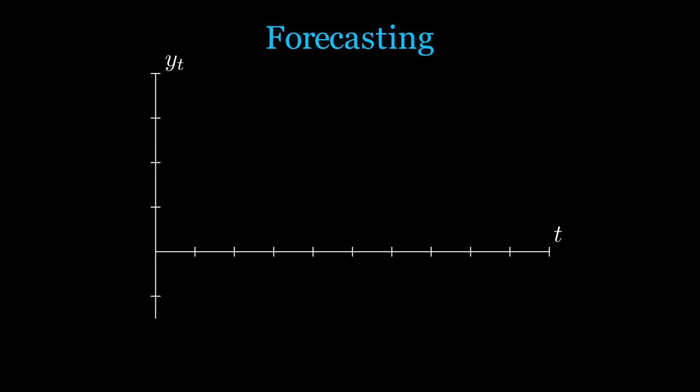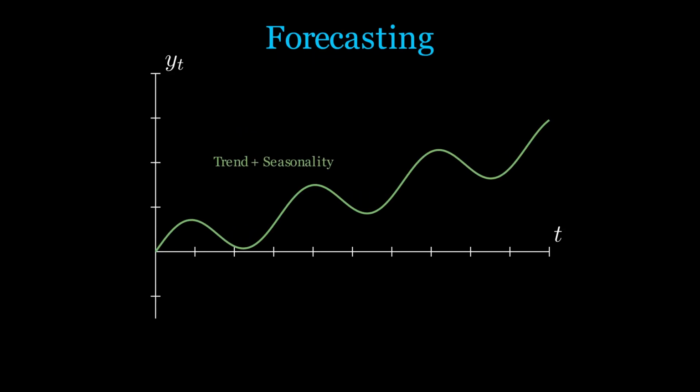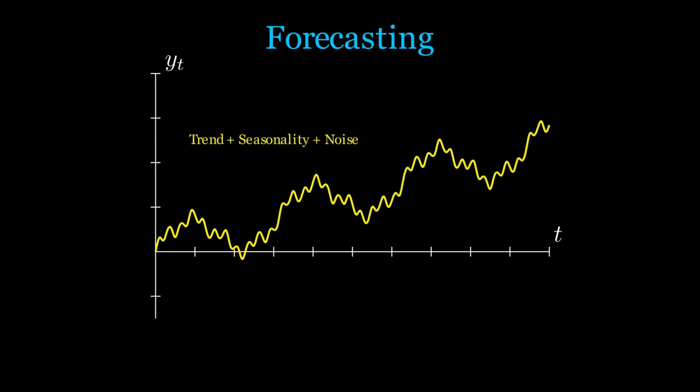Let's visualize this. Here is a plot of our time series. First, we start with the trend. Then we add the seasonality on top of that. And finally, we add the unpredictable noise. And there you have it. This is one example of how a time series could look. In future videos, we'll dive deeper into time series concepts and formulas to understand these components in more detail.